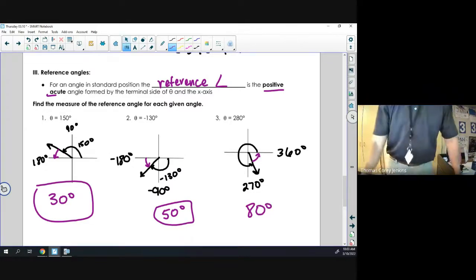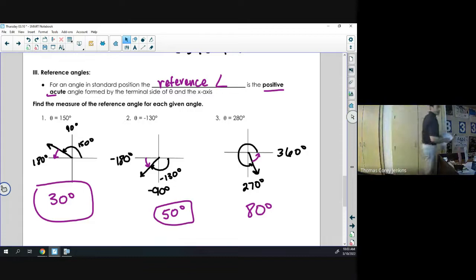All right, so that'll conclude our lesson on angles of rotation. Hopefully this helps.